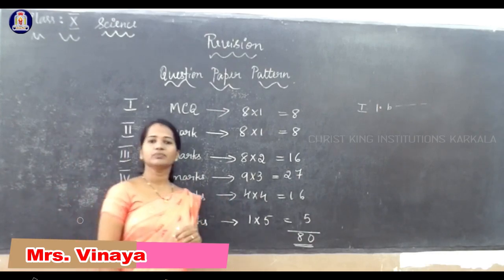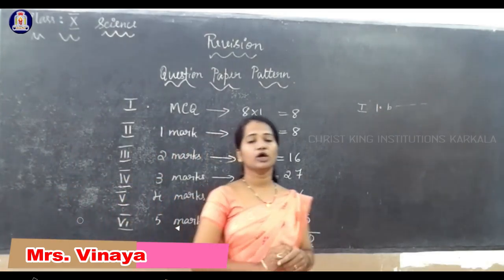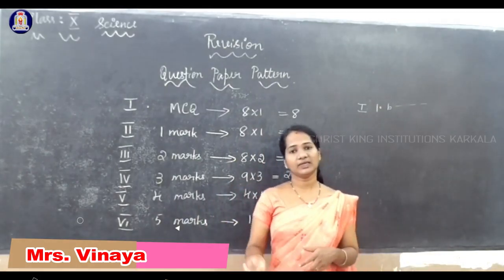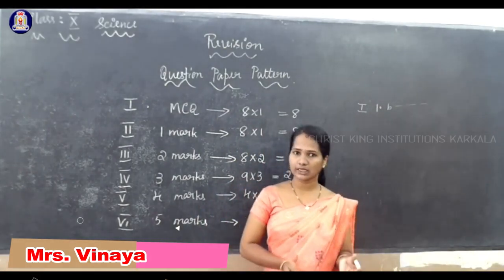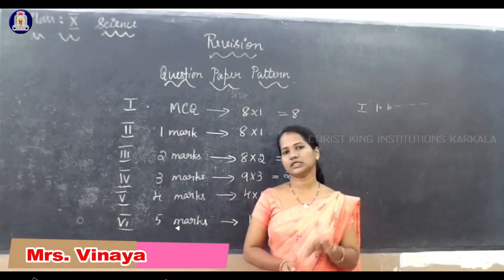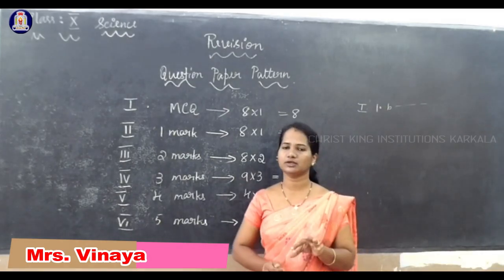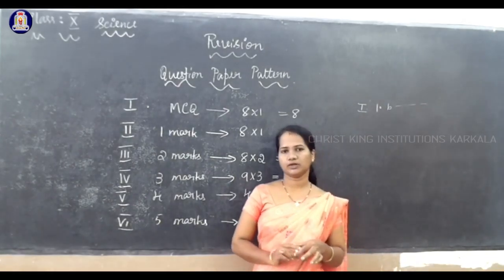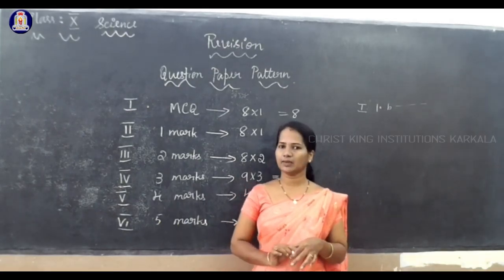Usually out of 80 marks, your biology marks may be 28, or sometimes 29 or 30, depending on the question paper. The remaining is physics and chemistry.